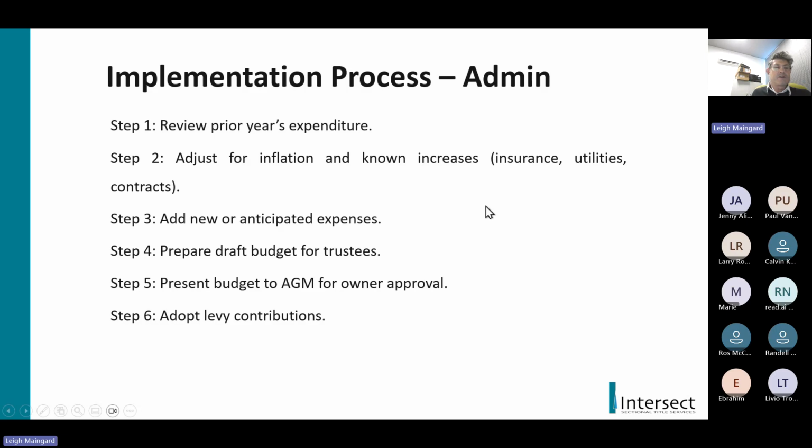So, the implementation process for the administration budget. The first thing to do is to review your prior year's expenditure, just to get a feel for where you have incurred expenses. It's always a good time to also look at those expenses that you incurred which you didn't budget for, and to consider if they should be in the next financial year's budget as well. So you then adjust those expenses based on increases or inflation, or both for that matter.